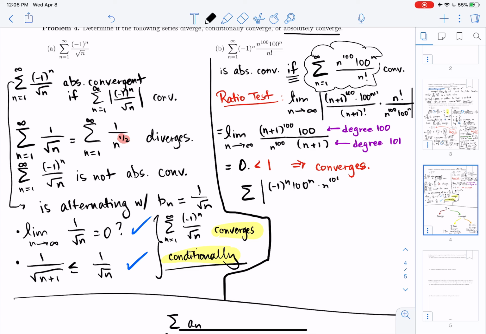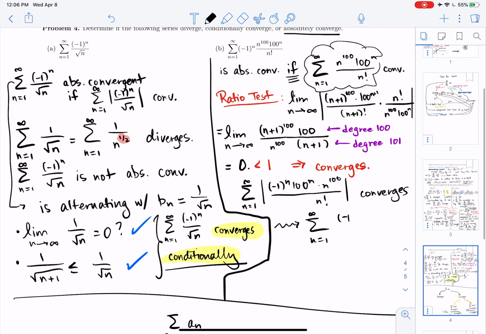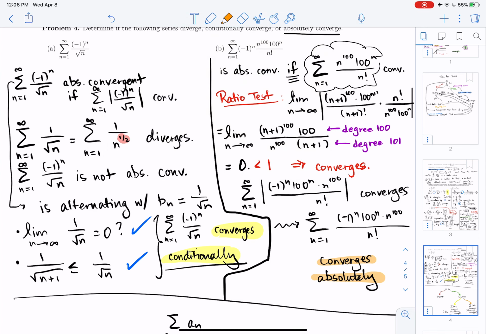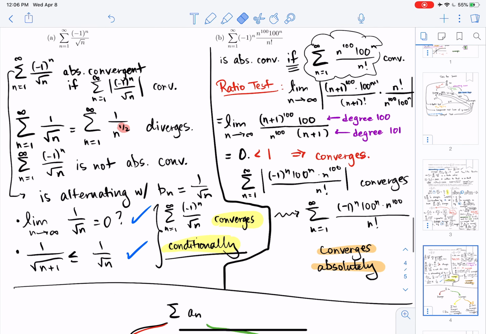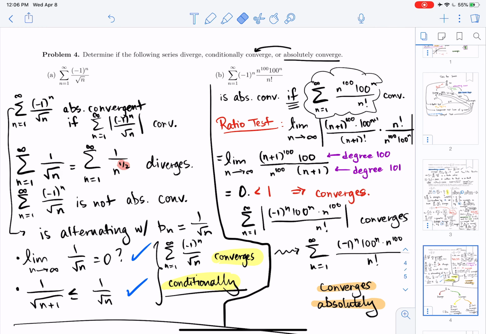Oops, I'm transposing, sorry, the terms. But this absolute value series converges. So the original series converges. Absolutely. Because when I took the absolute value of its summand terms, those converge. Okay, so we are over here with that particular series. Okay, so I hope that helps you see how you can determine if a series is conditionally or absolutely convergent. Of course, if it's divergent, you don't even need to go there.